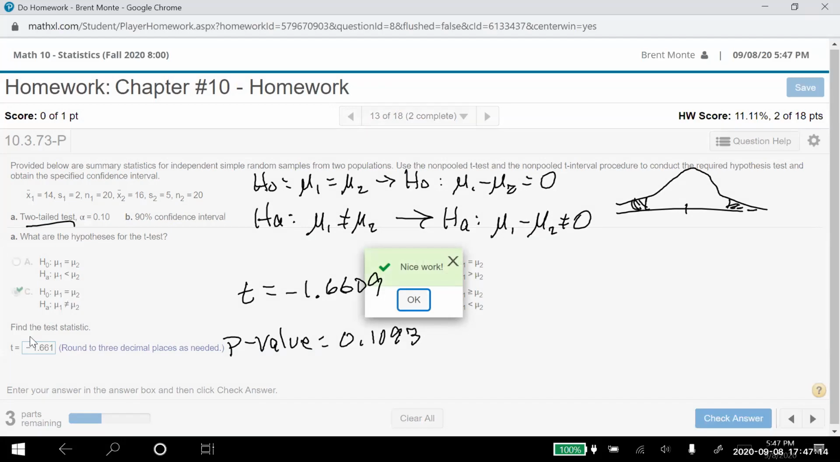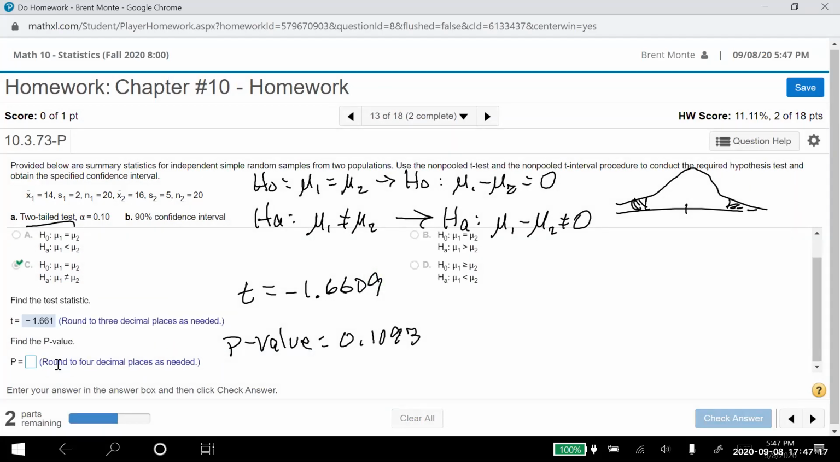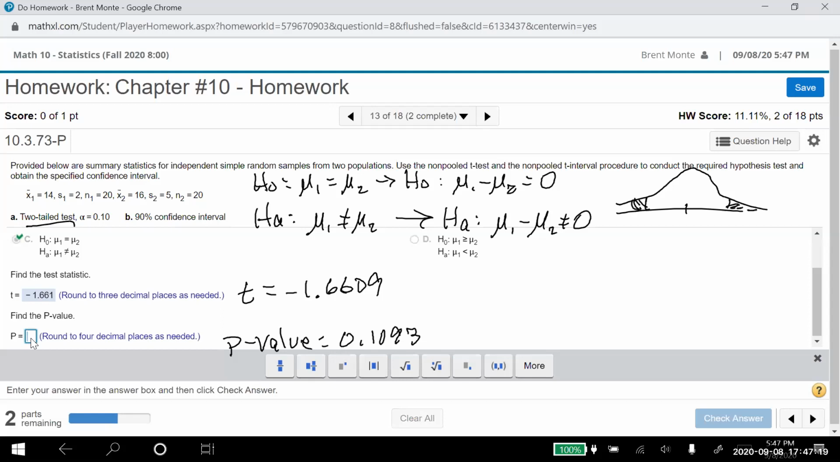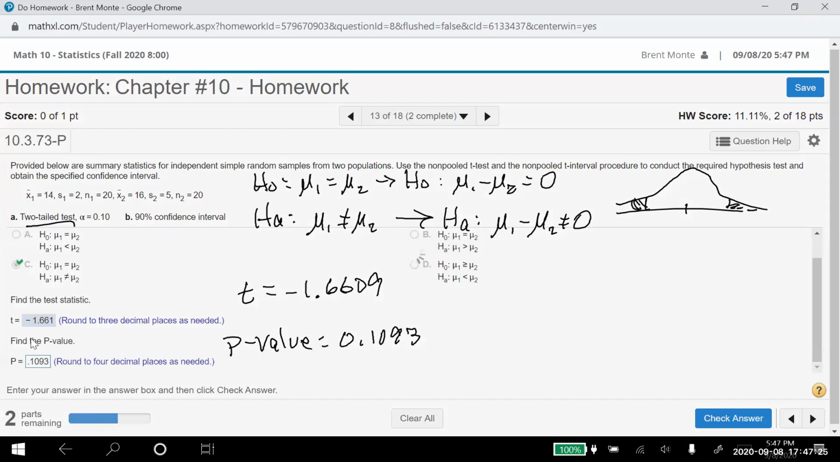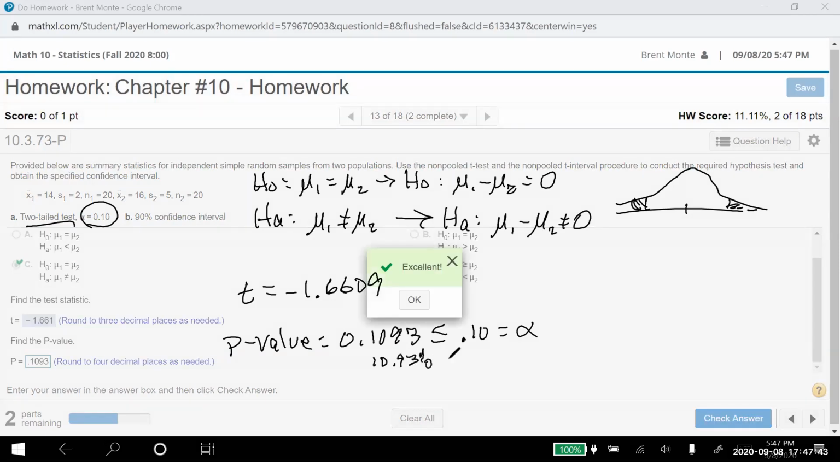And let's look at our p-value. Let me type that in, rounded to 4 decimal places, 0.1093. And remember what we do with that. We compare it: is that less than or equal to alpha, 0.10, which is my significance level? Well, this time we have 10.93%. That is not less than 10%. So this time we do not reject the null hypothesis.